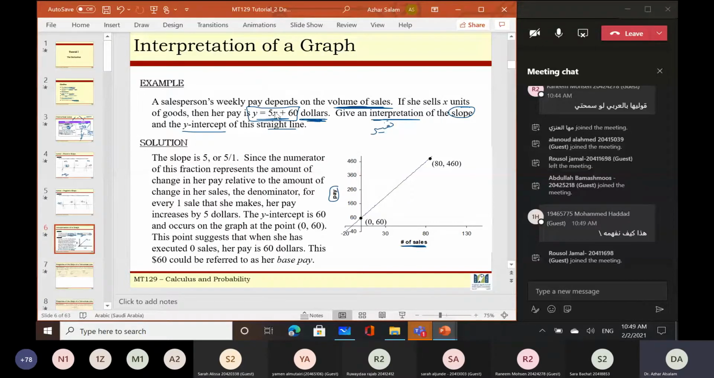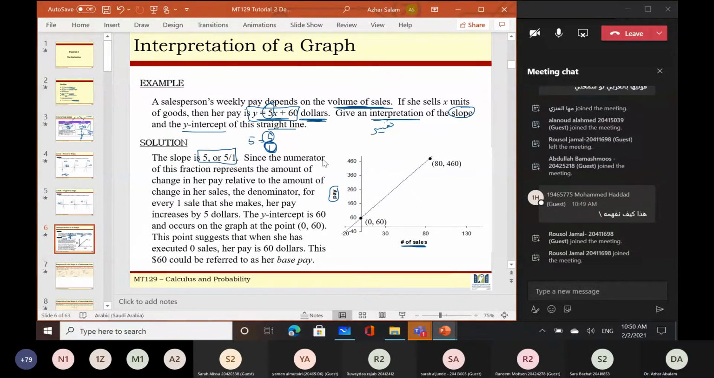So here the slope is 5, I can write it as 5 or 5 over 1, which is actually 5 over 1 for each change in x. This is the change in x, and it will be the change in y. So the slope is actually the division between the change in y and the change in x. الميل هو عبارة عن حاصل قسمة فرق الصادات على فرق السينات. معناتها هنا the slope, I can interpret the slope as the change in the payment.